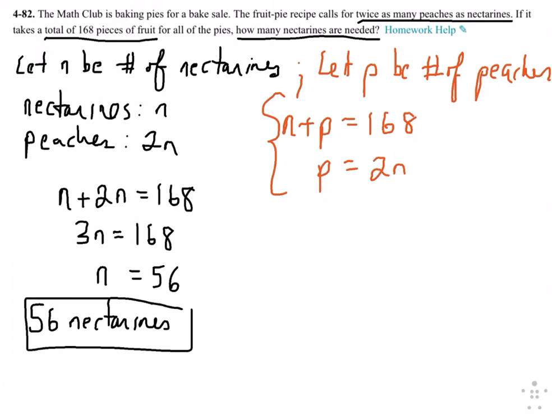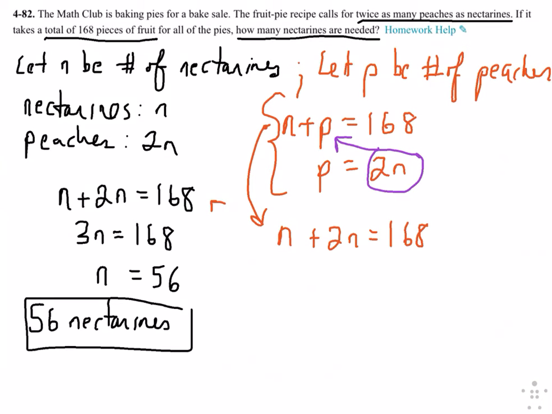So I would solve by substitution, right? I'm going to take this 2n and put it in that one for P. So let's see what we got here. We got n, this top equation, right? N plus 2n equals 168, right? And then we're back to here, right? We're the same, and if we followed that down, we'd get 56 nectarines.